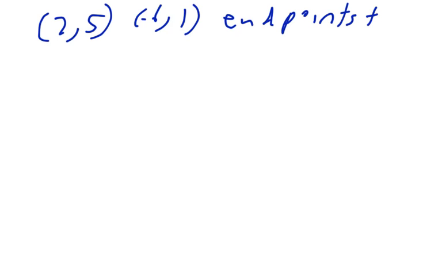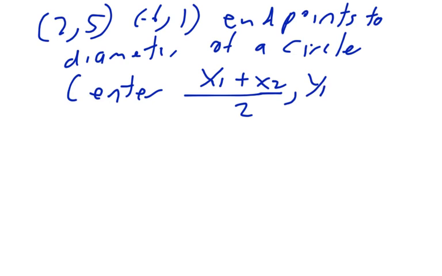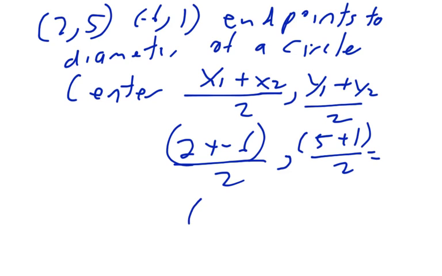One last problem for the night is, let's say that we had 2, 5 and negative 6, 1 as the endpoints to the diameter of a circle. So first, in order to find the center, I'm going to do the midpoint, which is x1 plus x2 divided by 2, comma y1 plus y2 divided by 2, because the center of a diameter would be the center of the circle. So we got 2 plus negative 6 divided by 2, comma 5 plus 1 divided by 2, which turns out to be negative 2, 3.